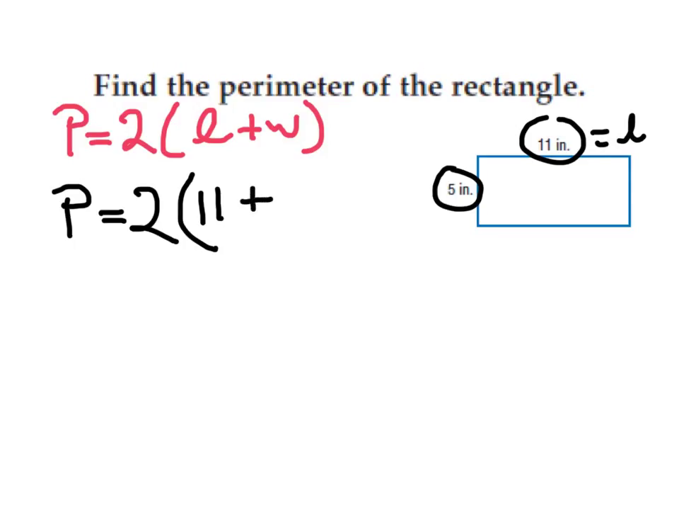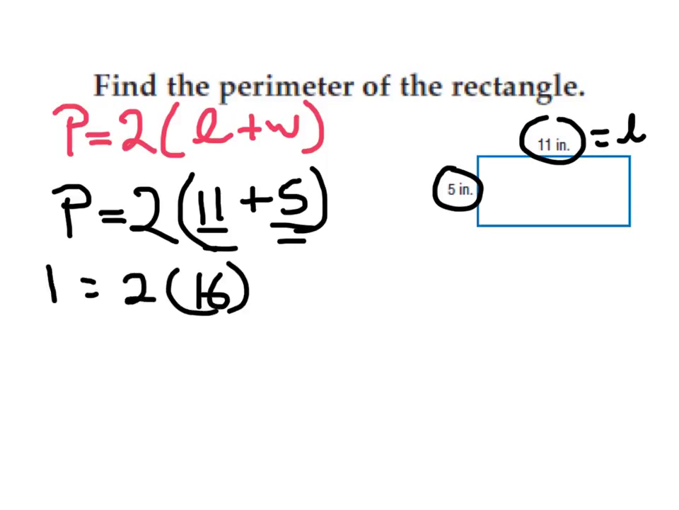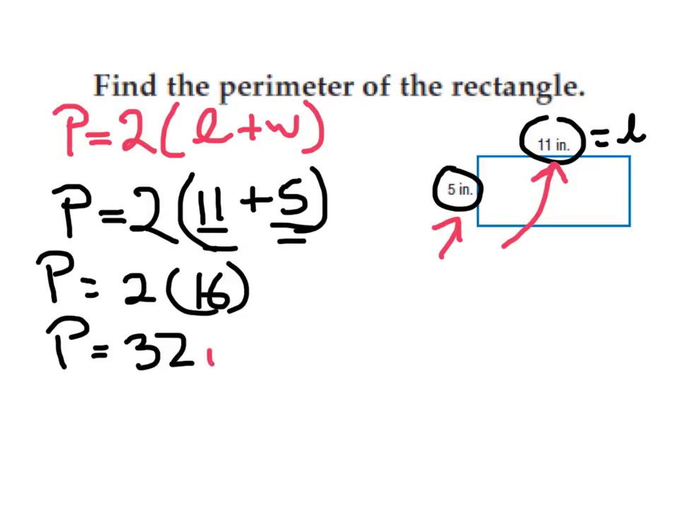Sure is. It's 5. We could use the distributive property, but I prefer the fact that since these are like terms, go ahead and put them together. We get 16. 2 times 16 is 32. Now this is very important. We have units. Perimeter is just the units, so let's go ahead and put inches to make our answer complete.